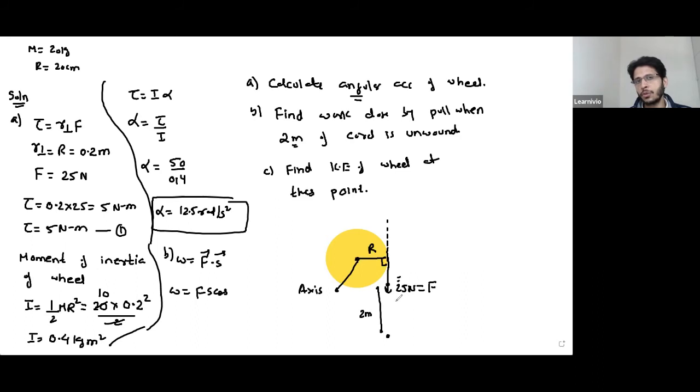Force is acting in the downwards direction and the cord is moving downwards. What's the angle between displacement and force? 0 degrees. Yes, both the vectors are in the same direction. Displacement is downwards, force is again downwards. So angle is 0 degree, and that's Fs cos 0. So work done comes out to be F is 25, displacement is 2 meters, cos 0 is 1. So your work done comes out to be 50 joules.